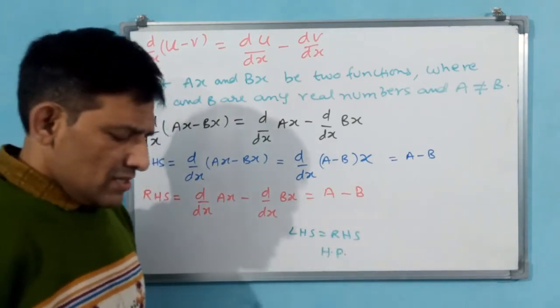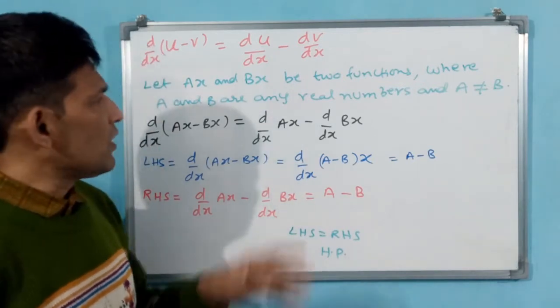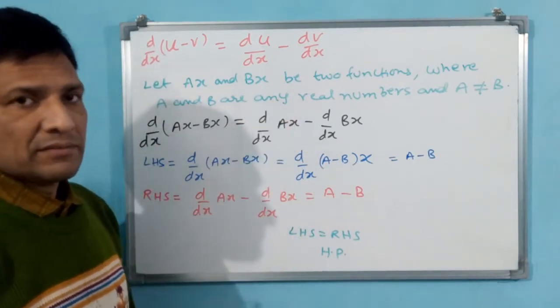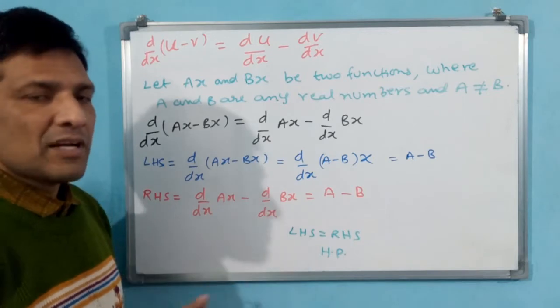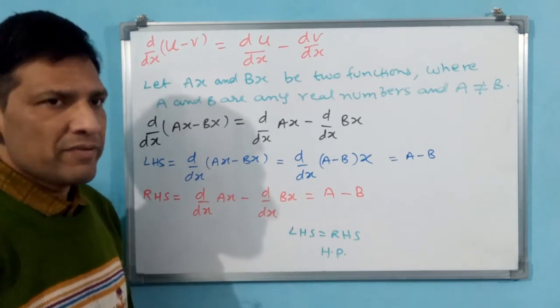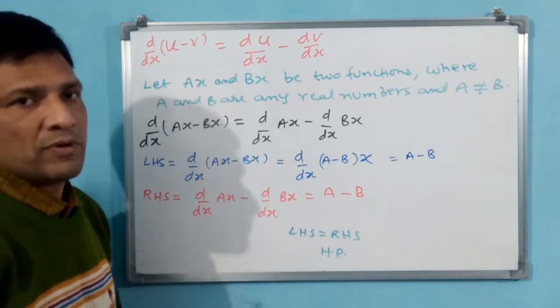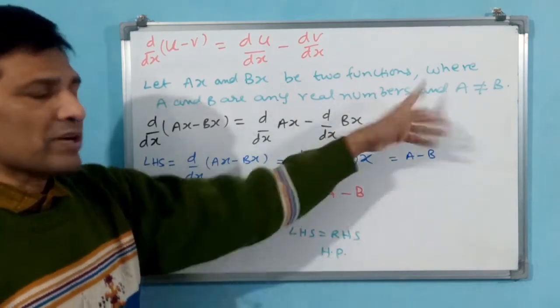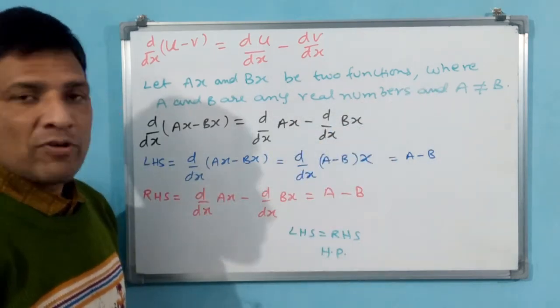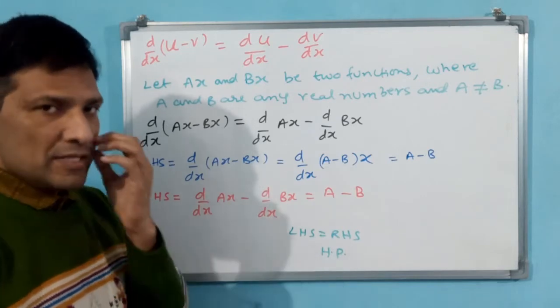See, these are all proofs only. Why? Because we have not taken any numbers. If you take any numbers, then that is not going to be called a proof, it is going to be called verification. Now we can call this a proof because we have written any real number, so we can consider this as proof.